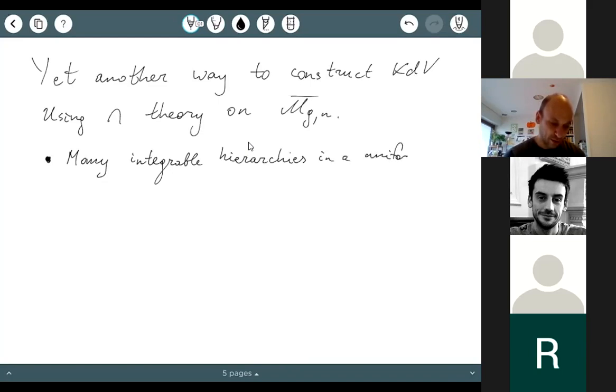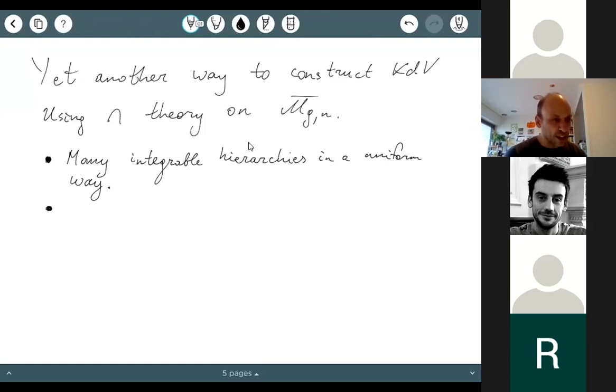So to some degree, this was already the case with the approach with the Lax pairs that allowed to construct all NKdV hierarchies at the same time, and the second approach that constructed KP and all NKdVs at the same time. But this allows you to construct even more. So it is a much more general construction.